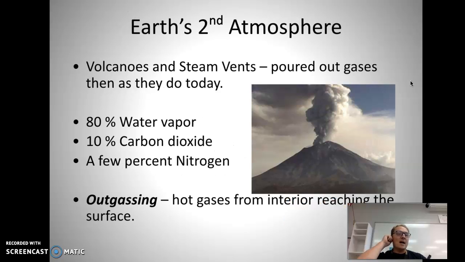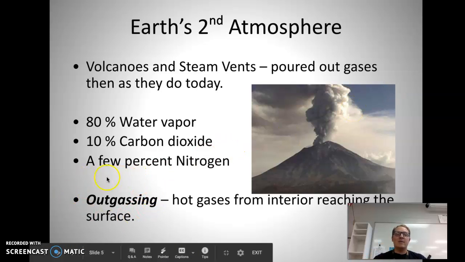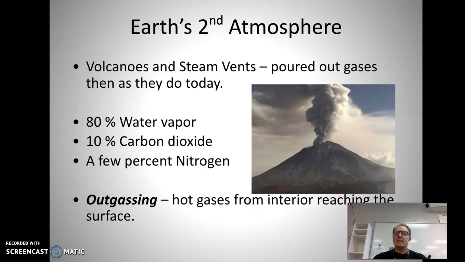So over time, what happened is something called outgassing. This is a big idea, one of the first vocab terms we've introduced to you. Hot gases that were inside of our planet started to escape. They made it out through volcanoes, they made it out through steam vents from underneath or near on the crust of the Earth. And that gas that was inside the planet starts to rise to the outside of the planet and become part of our atmosphere. And it changed our atmosphere drastically.